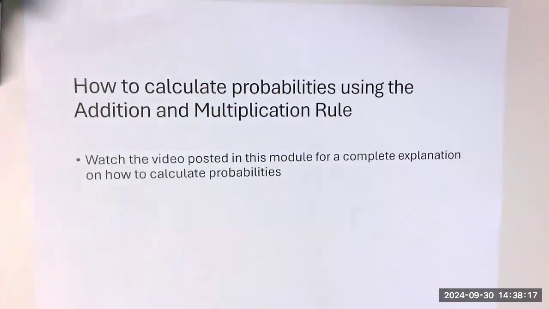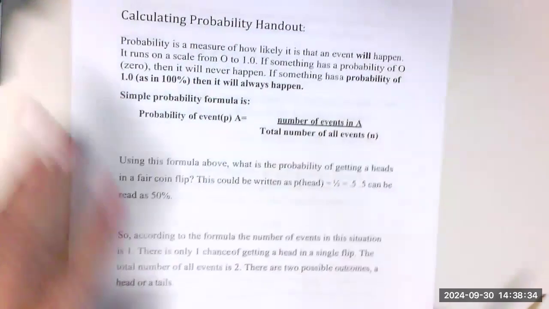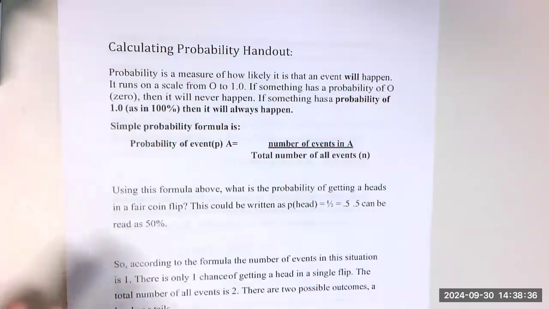So in the lecture slides, you'll get to this slide and it says how to calculate probabilities using the addition and multiplication rule. Watch the video. Well, you're watching the video right now, so that's what that slide means. All right, so in order to calculate these probabilities, let's go through the handout that I would use in a face-to-face class and explain probability from the ground up with examples, okay?